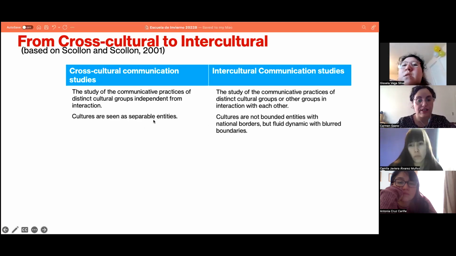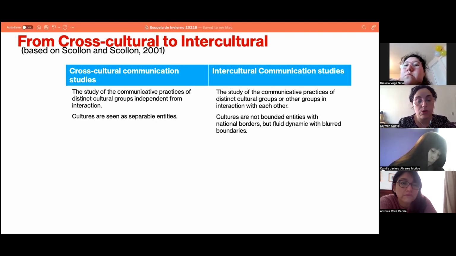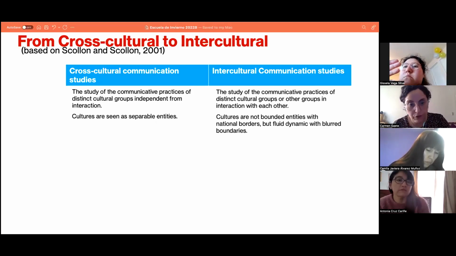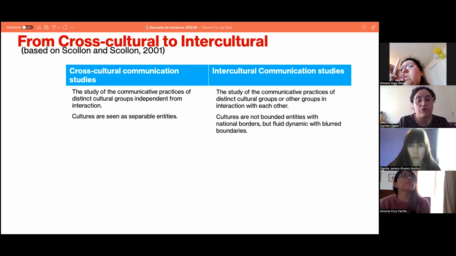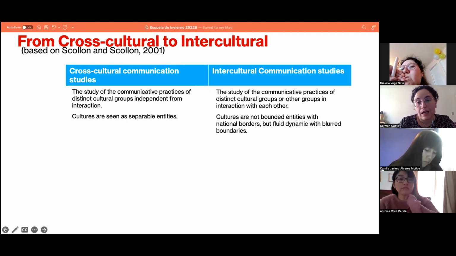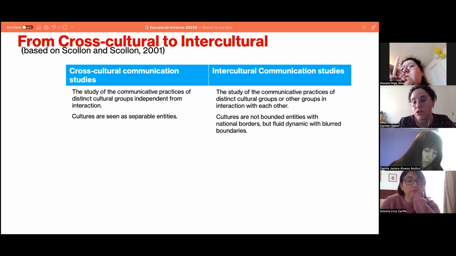Now, another basic difference is that cross-cultural communication studies view culture as separable entities. So being Chilean is one thing, and it's very, very different from being Argentinian, for example, or Peruvian, or whatever nationality you're thinking about. Being a Christian is very different from, for example, being a Buddhist or whatever religion you follow. Now, whereas intercultural communication sees cultures as not bounded entities with national borders, instead, identity and cultural identity is dynamic and their boundaries are blurred. So they're not clear.